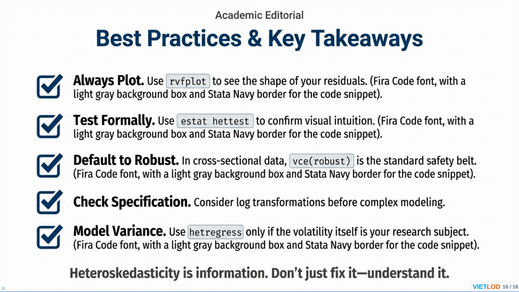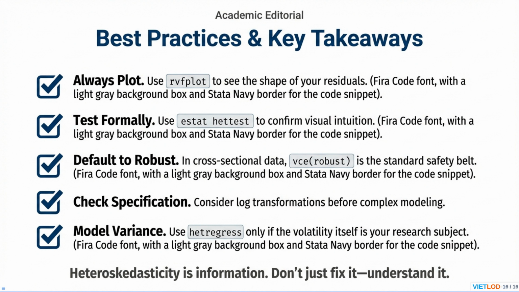To wrap up our session, let's distill these insights into 5 core best practices. First, always plot. The rvfplot command is your first line of defense to visually identify the shape of your residuals. Second, test formally. Use estat hettest to provide rigorous statistical backing to your visual intuition. Third, default to robust. For cross-sectional data, using vce(robust) should be your standard safety belt for valid inference.